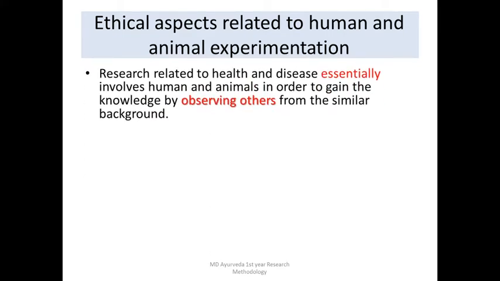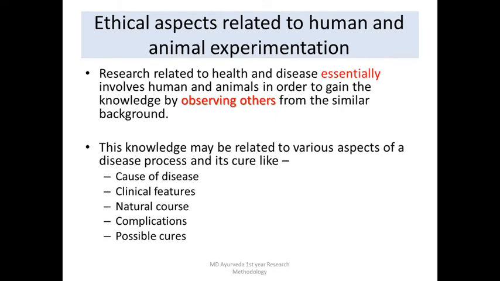We know that research related to health and disease essentially involves humans and animals in order to gain knowledge by observing others from a similar background. This knowledge may be related to various aspects of a disease process and its cure. Few of these aspects could be the cause of the disease. We can learn about the cause of the disease, the clinical features, natural course of the disease, complications of the disease, and possible cures.